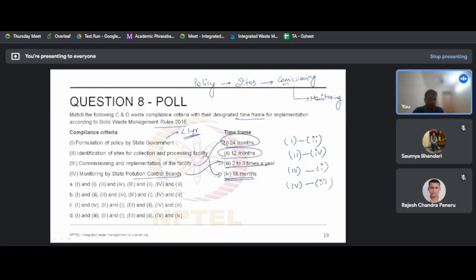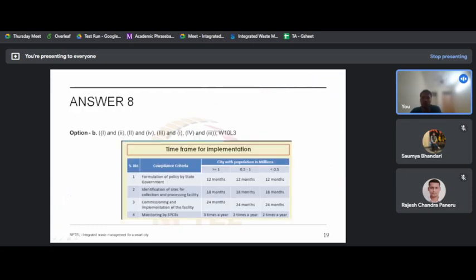So we have 2, 4, 1, 3. That is option B. Option B is correct. So 1 went with 2, 2 with 4, 3 with 1, and 4 with 3. You can refer to the third lecture of this week for this question. Here we can see the time frame of implementation for different compliance criteria: formulation of policy 12 months, identification of sites 18 months, commissioning 24 months, and 2 to 3 times a year the monitoring by the State Pollution Control Board.